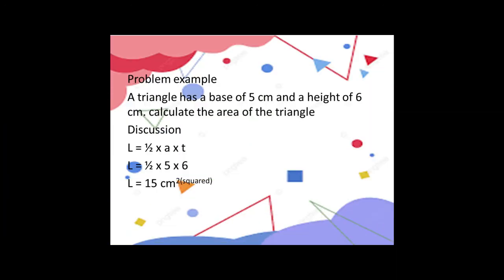Problem example: a triangle has a base of 5 cm and a height of 6 cm. Calculate the area of the triangle. Discussion: area equals 1/2 multiplied by A multiplied by T. Area equals 1/2 multiplied by 5 multiplied by 6. Area equals 15 cm squared.